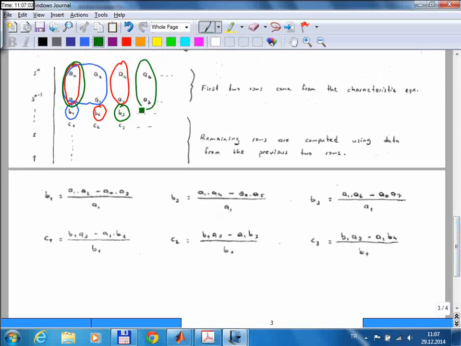And then once you're finished with the third row, you switch to the fourth row, and for the fourth row you do exactly the same thing you did for the previous row, but you just shift the numbers down.